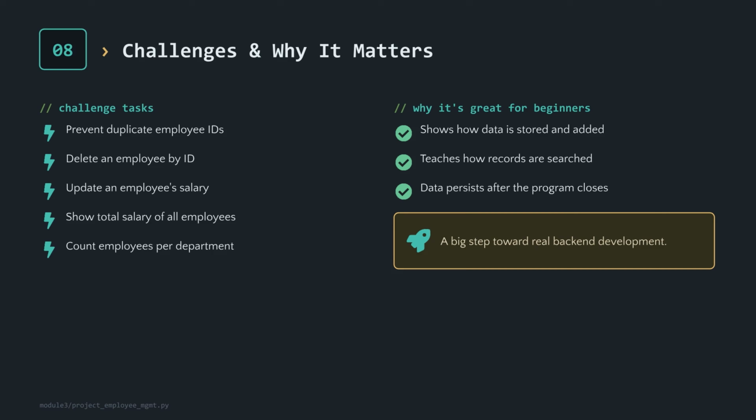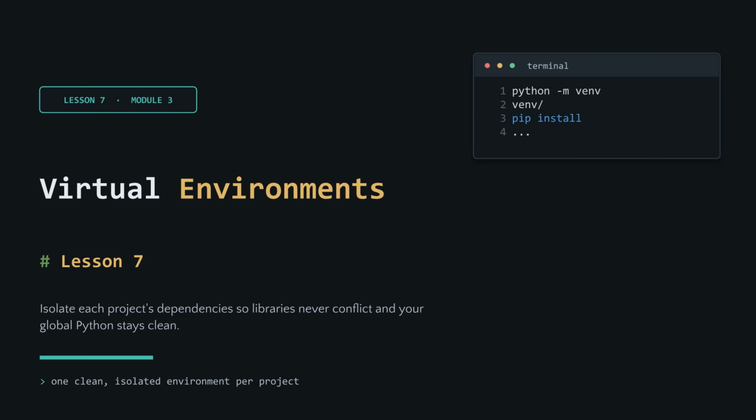This project is a great learning tool because it demonstrates data storage, search logic, and persistence, bridging the gap toward real back-end development. Moving on to virtual environments. The goal here is isolation. By keeping each project's dependencies separate, you prevent library version conflicts and keep your global Python environment tidy. It is a best practice to have one clean, isolated environment for every project.